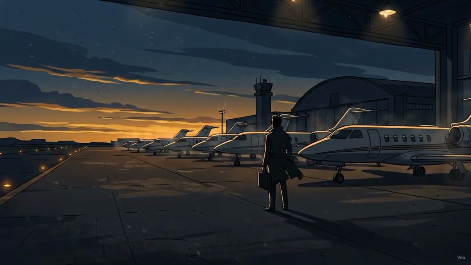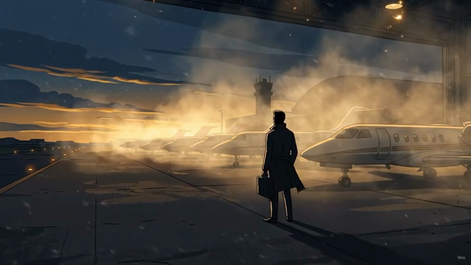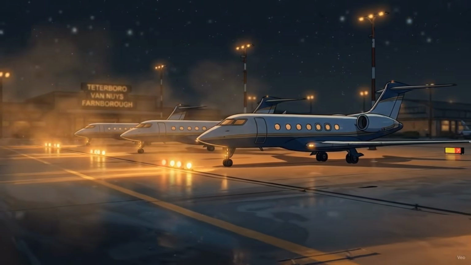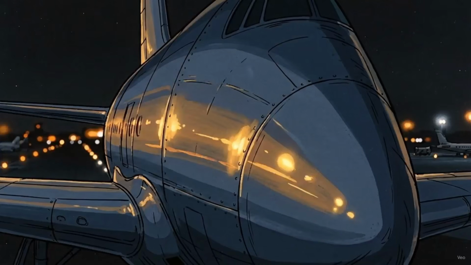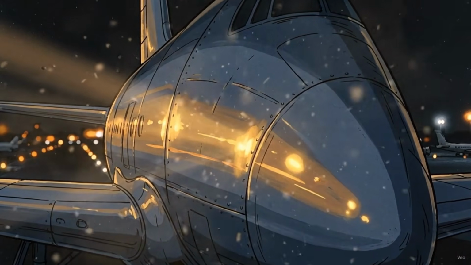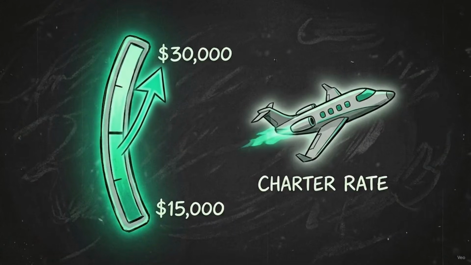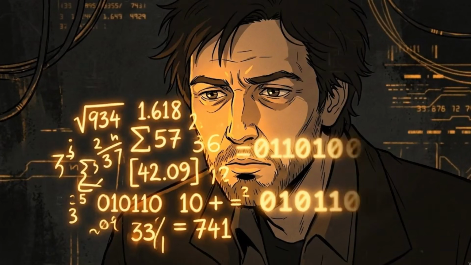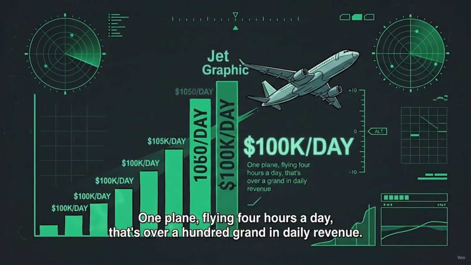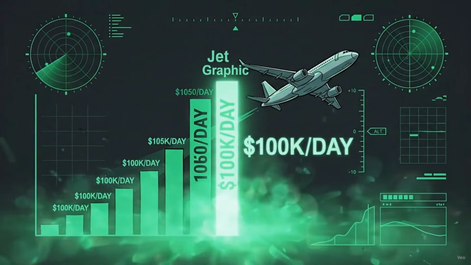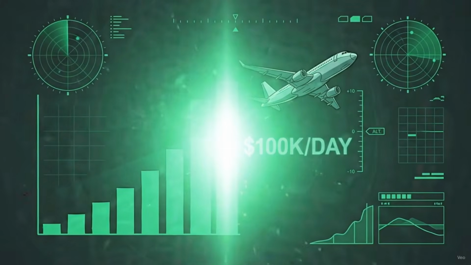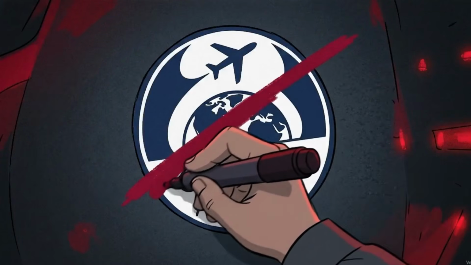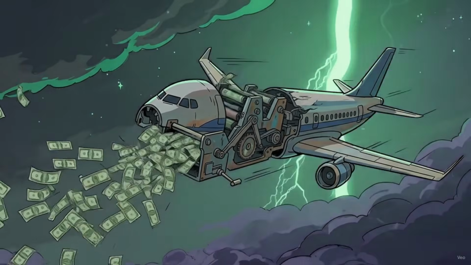Okay, so you want to own a private jet charter fleet. Picture it. Your planes sitting on the tarmac at Teterboro, at Van Nuys, at Farnborough, Gulfstreams and Citations gleaming under the lights. Every one of them books out at $15,000, $20,000, even $30,000 an hour. You do the math in your head. One plane flying 4 hours a day, that's over 100 grand in daily revenue. Multiply that by a fleet of 10. You're not running an airline, you're running a money printer with wings.